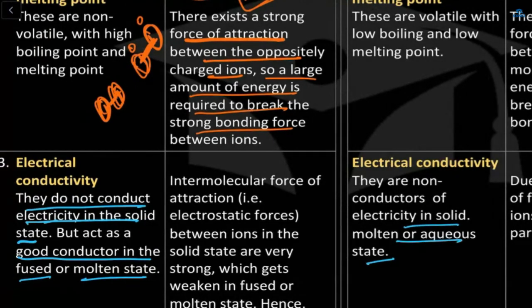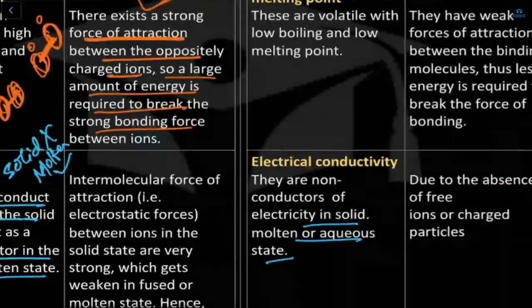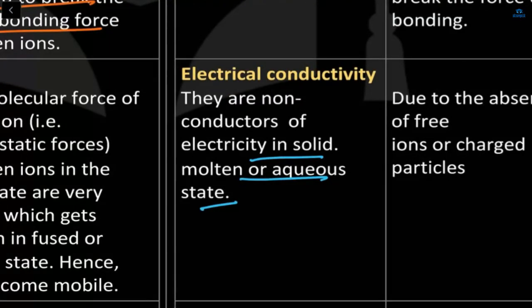Electrical conductivity means they do not conduct electricity in the solid state. In the solid state, it won't conduct electricity, but it will act as a good conductor in the molten state. But here, they are non-conductors of electricity in solid also, in molten also, as well as in aqueous also.